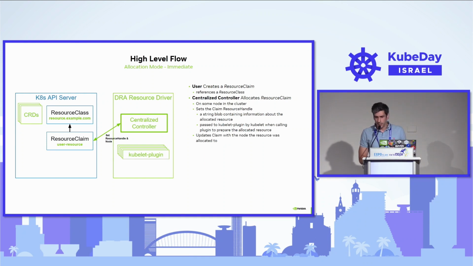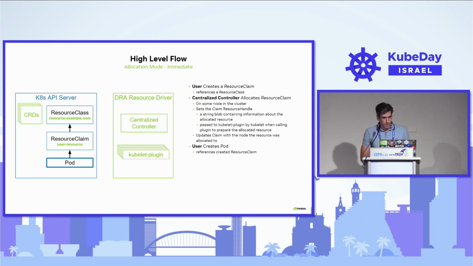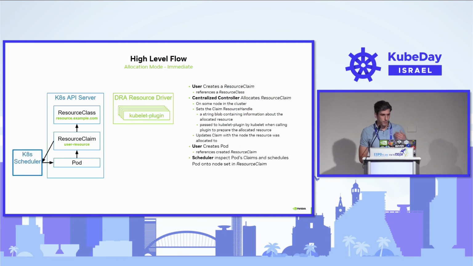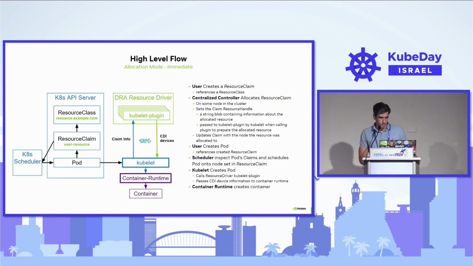as well as setting the node on which the resource was allocated on. At that point, a user will create a pod which references that resource claim, and the Kubernetes scheduler will kick in here, inspect the pod. It will see that it has a resource claim referencing, and will proceed in scheduling this pod onto the node where the resource was allocated on. It's a long process, right?